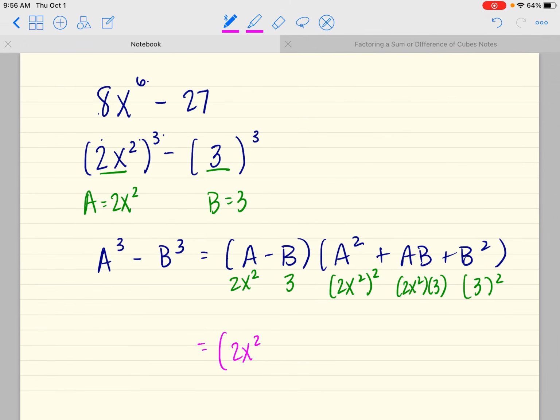So that would make my final answer 2x squared minus the 3. And then 2x squared squared would be 4x to the 4th. And then I have a plus. And then 2x squared times 3 would give me a 6x squared here. Parentheses, silly. And then I have a plus, and then 3 squared would put a 9 here. Okay? So if it's easier for you to rewrite them as cubes and then just follow the formula, that's fine.